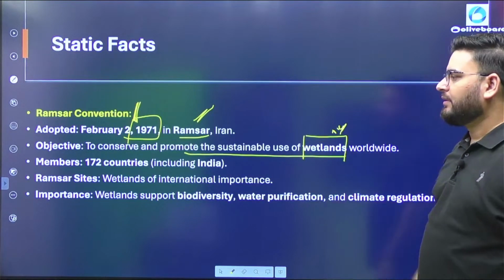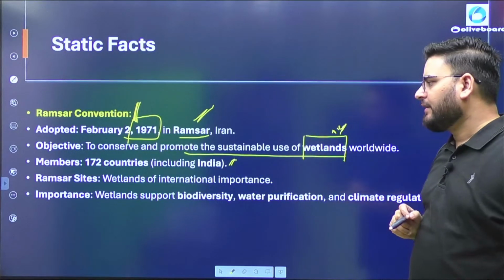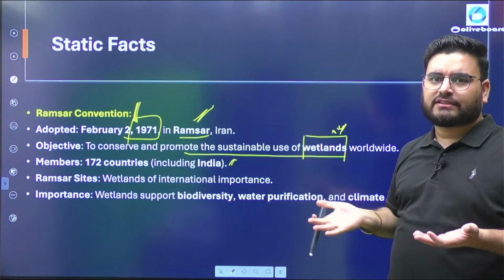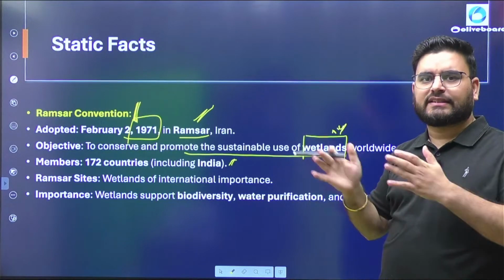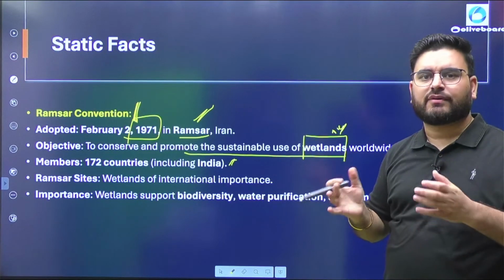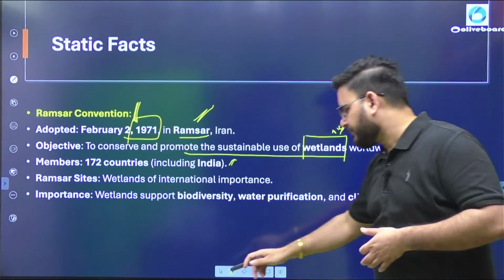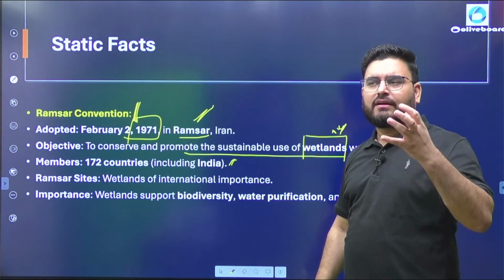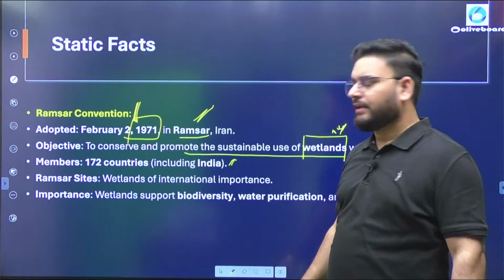Very, very important. Right? Presently, 172 countries are there. India is also a signatory. Wetlands of international importance is the primary purpose to designate these wetlands as wetlands of international importance. Right? Because see, wetlands are what? The water bodies which support high biodiversity.